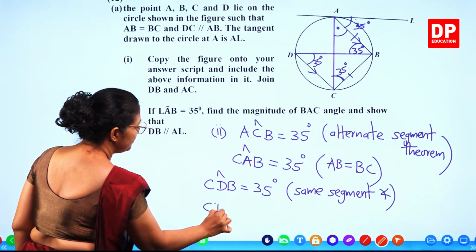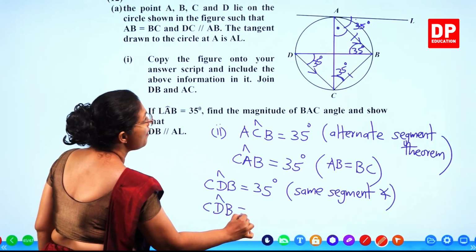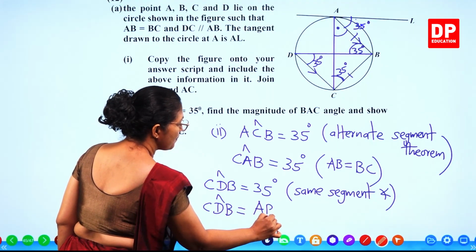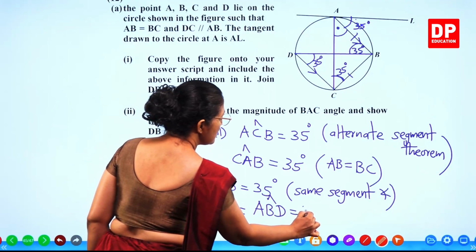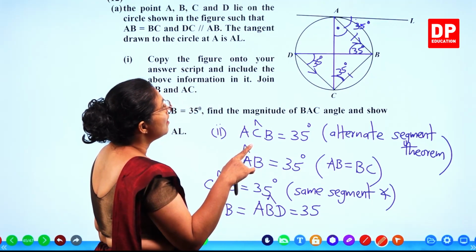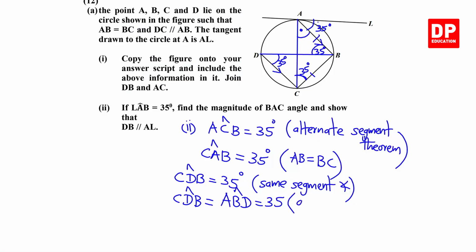CDB is same as ABD. That's also 35 because the two lines are parallel. Alternate angles are equal.